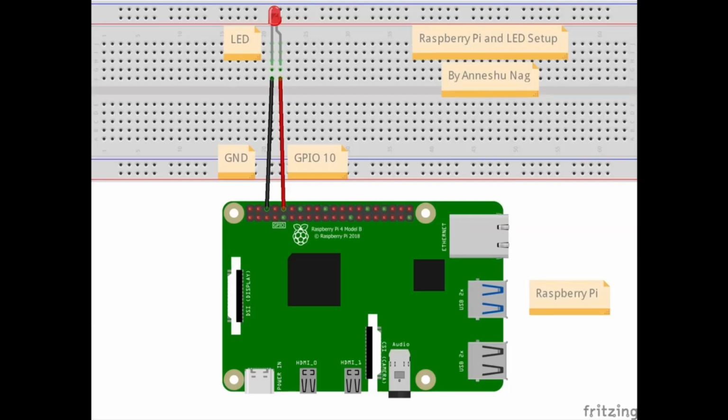In this video I'll be explaining the GPIO basics of the Raspberry Pi. Coming to the circuit diagram that I have used to make this video, I have basically used a Raspberry Pi 4 and an LED.